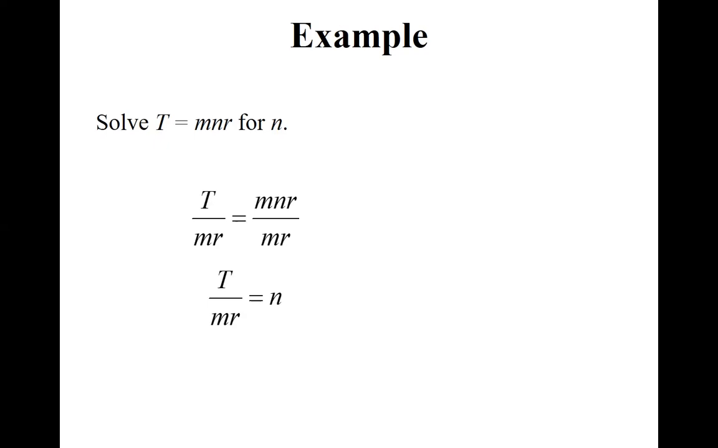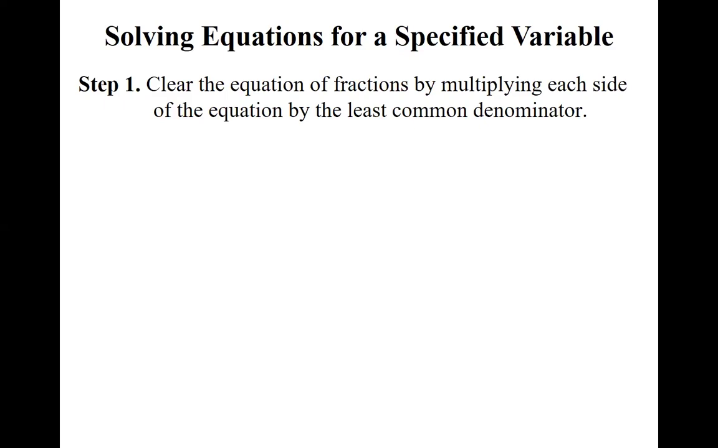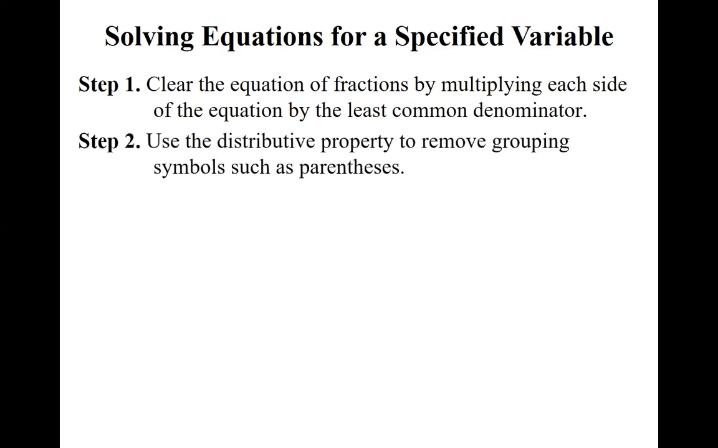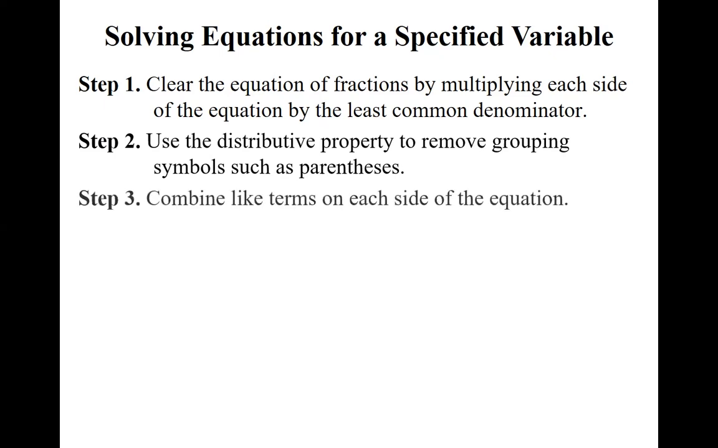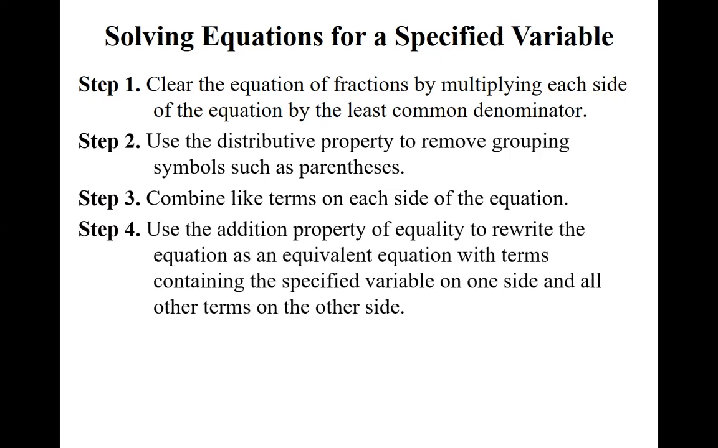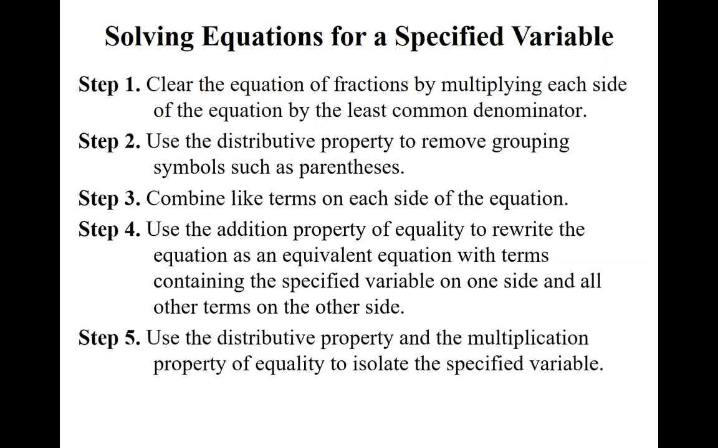So the steps for solving for a specified variable are exactly the same as our steps for solving an equation. We can optionally clear the equation of fractions by multiplying each side of the equation by the least common denominator. This is nothing new. Then we want to get rid of parentheses with distribution. We want to combine like terms on the left, combine like terms on the right. Use the addition property of equality to move, quote unquote, the variables to one side and the other terms on the other. And then use the multiplication property of equality to isolate the specified variable.